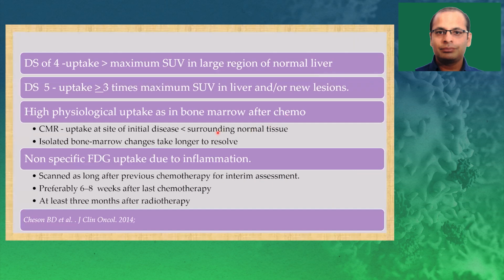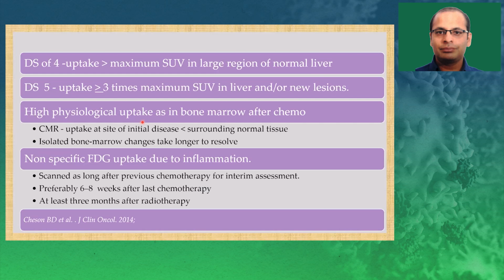A few stat pearls around this. So 4 was defined as uptake more than liver, as compared to the large region of the normal liver. 5 is when it is more than 3 times the maximum SUV in the liver, or new lesions. Whenever you are assessing the bone marrow, just remember that bone marrow is kind of proliferative in Hodgkin lymphoma, especially after chemotherapy, as the bone marrow is regenerating when you're doing interim PET or the end of treatment PET.